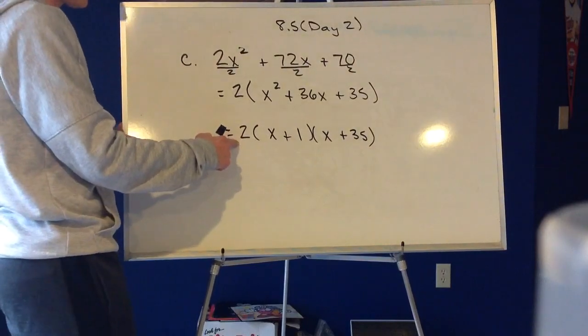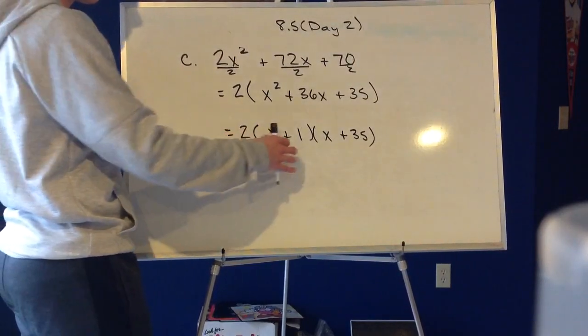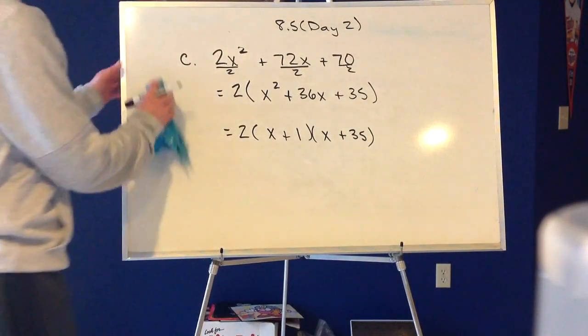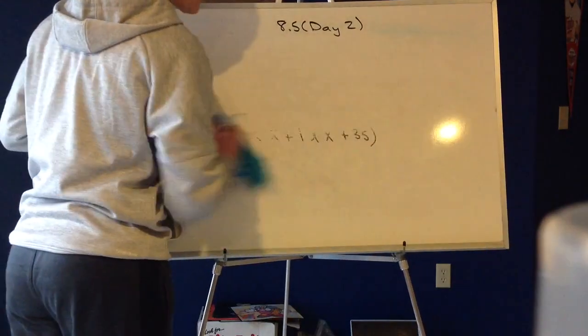So this would be our final answer. You must have the GCF, and then you can have the 2 parentheses after that. But don't drop the GCF. Once we take it out, it does need to stay part of the problem. It can't just go away.